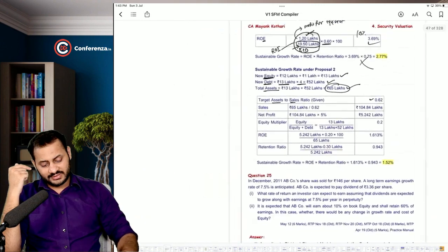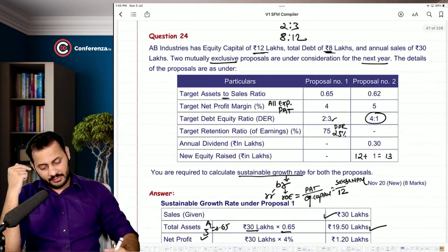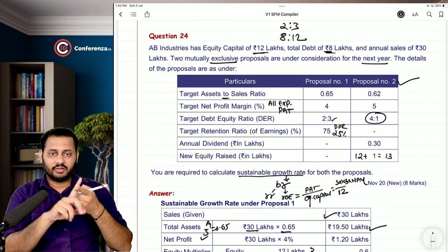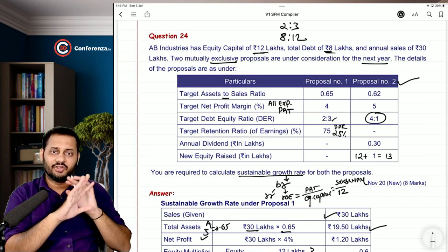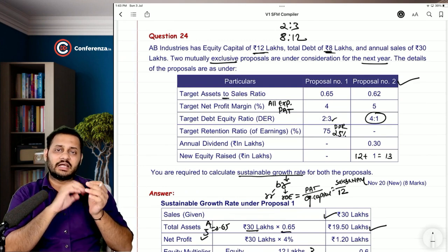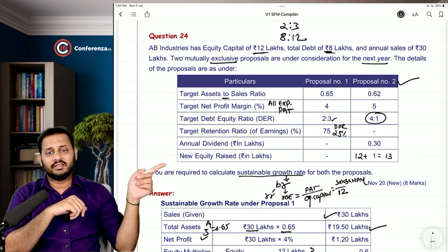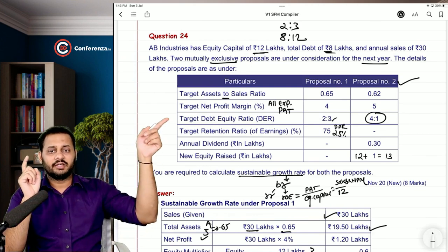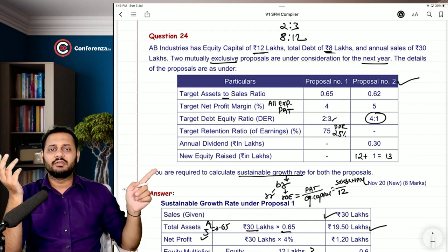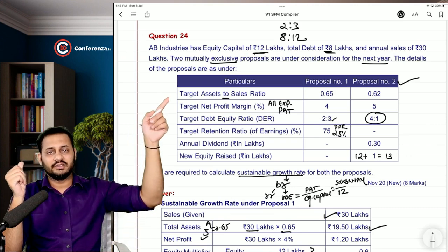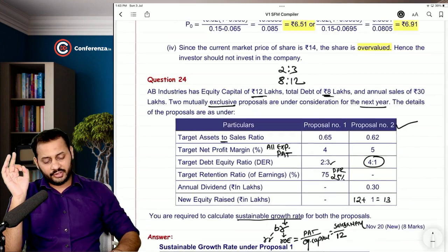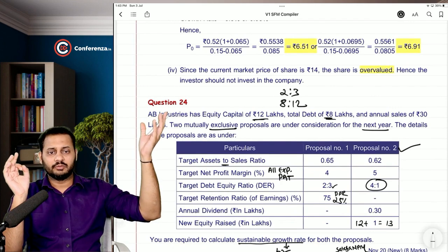Now, what is happening? For proposal number 2, the equity capital of 12 lakh, debt of 8 lakh, and annual sales of 30 lakh are not applicable. Everything for proposal number 2 has been changed, even the sales and the assets as well. By just raising equity by 1 lakh, then converting equity into debt with this ratio to 52 lakhs, the total becomes 65 lakhs, then calculating the sales with that. So everything has been calculated in proposal number 2. You should not use these figures for proposal number 2.